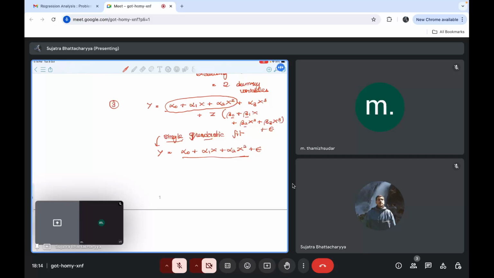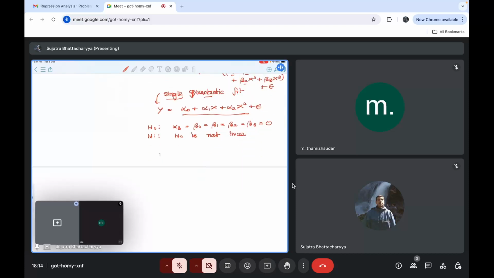Now you have to test for this. So what will be your null hypothesis? Your null hypothesis will be that you keep alpha naught, alpha 1 and alpha 2, and all other parameters are 0. So alpha 3 is equal to beta naught is equal to beta 1 is equal to beta 2 is equal to beta 3, all equal to 0. This should be your null hypothesis. Okay, the idea is clear. Now, what about H1? H1 is that H0 is not true. So this is how the test has to be designed based on whatever is asked. Okay, so this idea is clear now.